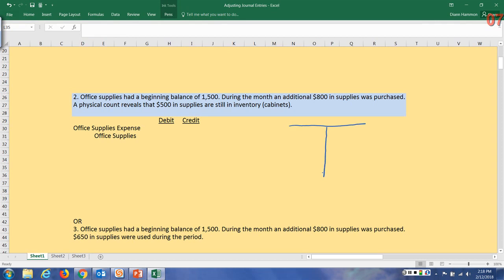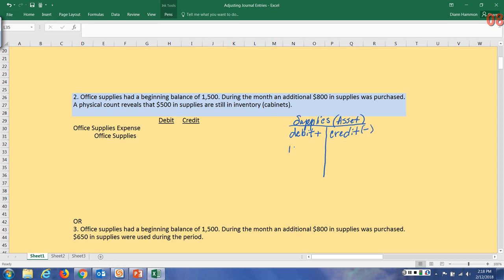So remember, a T account is just a tool for us. And these are the office supplies, the asset account. They have not been expensed yet. Some have been used up, and so that's what we want to do, is expense them. So we have to make some calculations. Remember that debit is on the left, credit is on the right. The supplies, the asset account, just reminding you, increases on the left side of the account, so therefore it's going to decrease on the right.